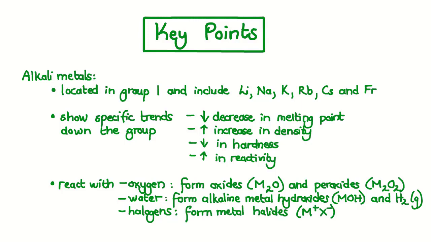And finally, we saw that the alkali metals react easily with halogens to form ionic metal halides of general formula M plus X minus.